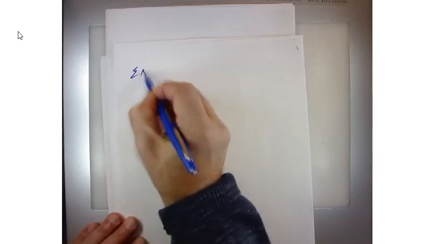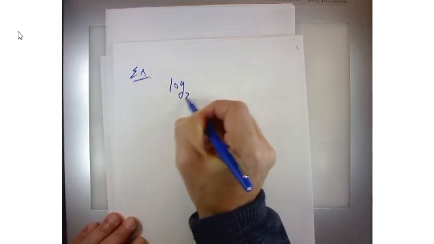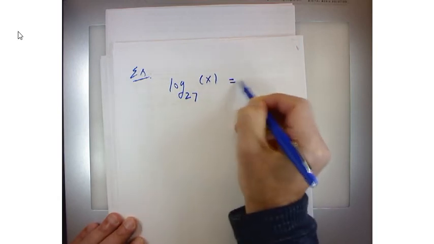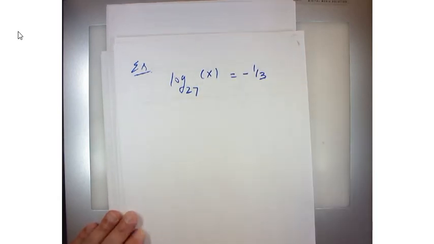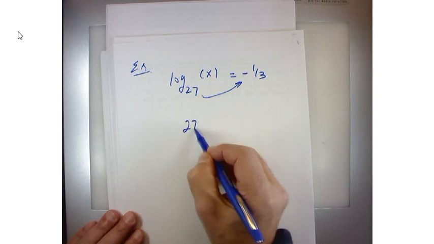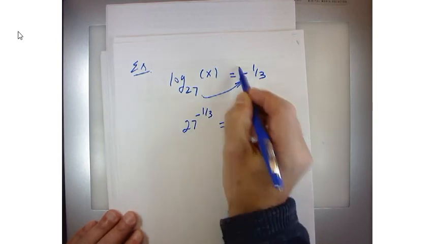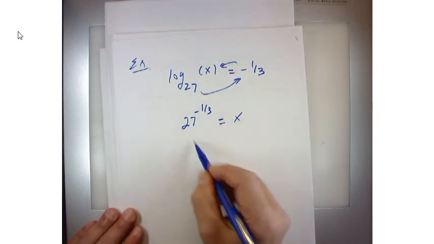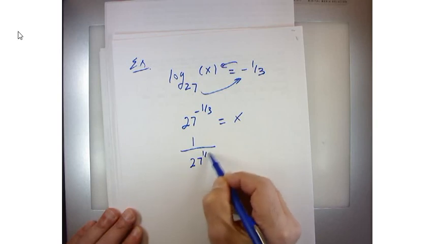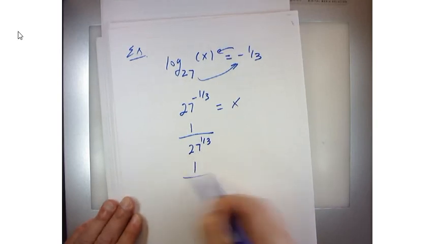And log base 27 of x is negative 1/3. Again, find x. Same idea. 27 to the negative 1/3 equals x. But that's a negative exponent, so we put it at the bottom. And that's a cube root, which is 1/3.